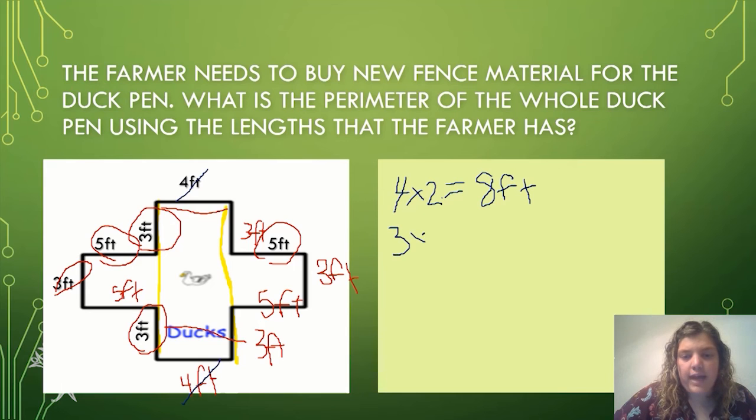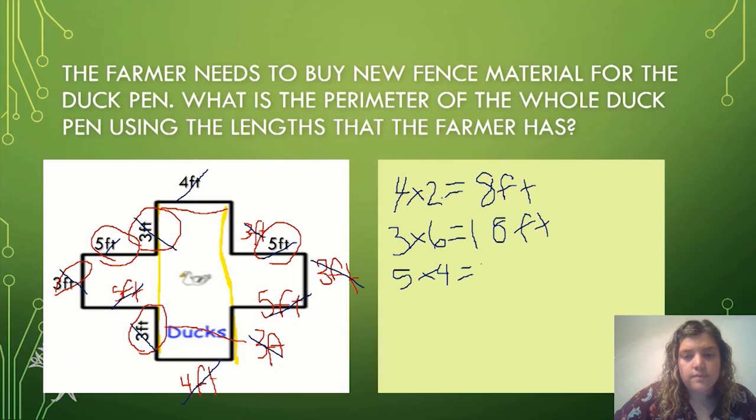So let's move on and look at our 3s now. How many 3s do I have? 1, 2, 3, 4, 5, 6. 6 groups of 3 equals what? 18. You're right. And my last set to look at is my 5s. 1, 2, 3, 4. I have 4 5s. 5 times 4 equals 20.